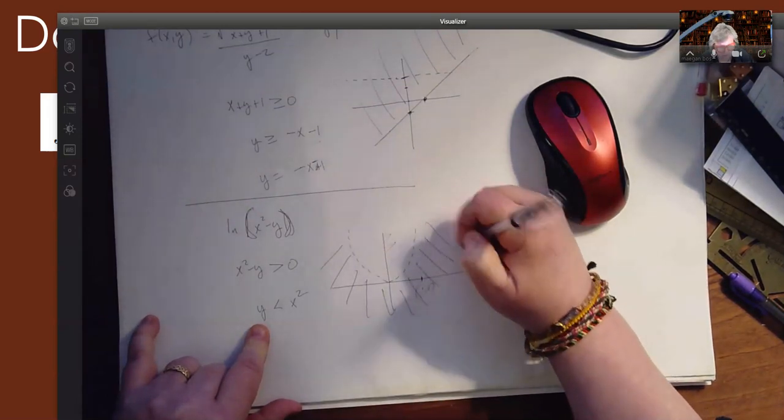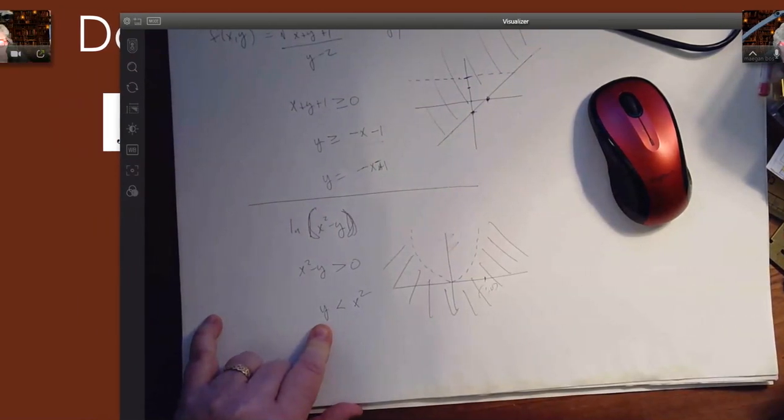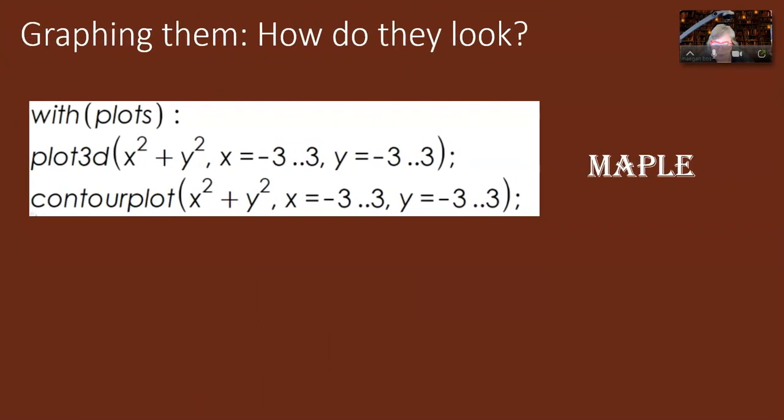This is the domain of that function. How do we see what they look like? I'm going to show you how to do it in Maple, but I also want to show you how to do it in Desmos. I didn't like Desmos because you couldn't move things around, but I do like GeoGebra.